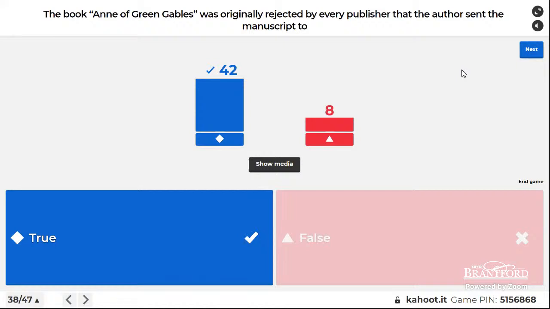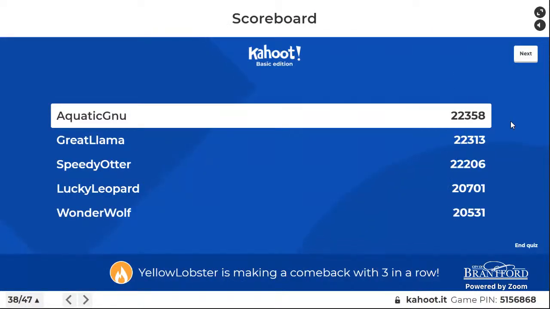Yes, it's actually completely true. And I'm sure those publishers have lived to regret that one. A well-known book internationally, certainly a Canadian treasure. So 42 of you are definitely Anne of Green Gables fans and probably read the book. You got the answer correct.